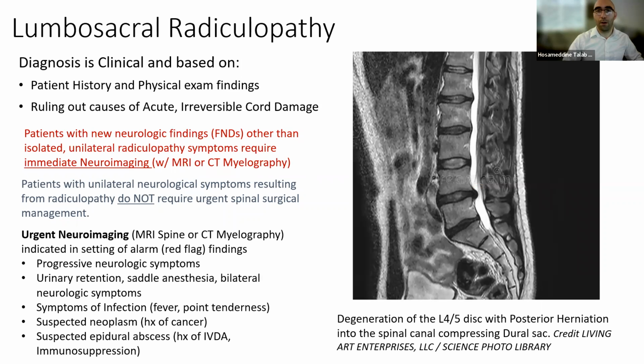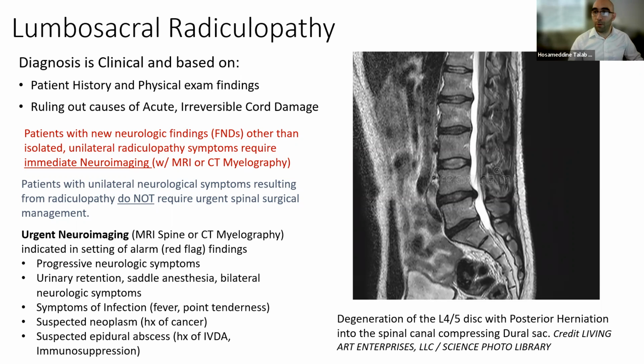So back to lumbosacral radiculopathy, real quick. Lumbosacral radiculopathy is a clinical diagnosis for the most part, and it's made by looking for history and physical exam findings, but it's also important to rule out other more serious etiologies of radicular back pain. That's why it's critical to look for the presence of red flag signs and symptoms, such as progressive neurologic deficits, urinary retention, or saddle anesthesia, which are associated with cauda equina syndrome. Spinal infection is a concern, especially if the patient has fever or point tenderness, which indicates vertebral osteomyelitis. Also ask about a history of cancer, like prostate cancer or breast cancer, which could indicate a neoplasm causing the symptoms, or a history of IV drug abuse or immunosuppression.